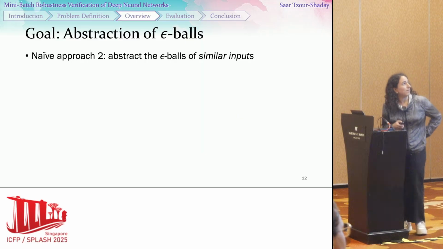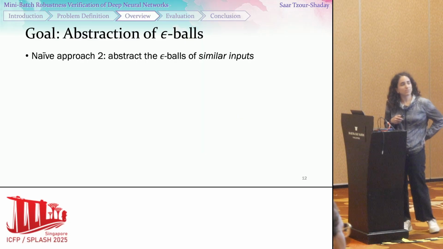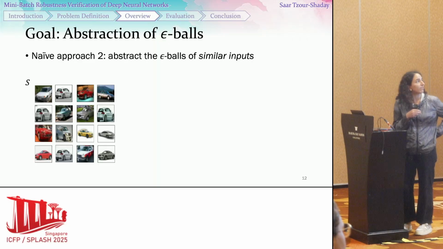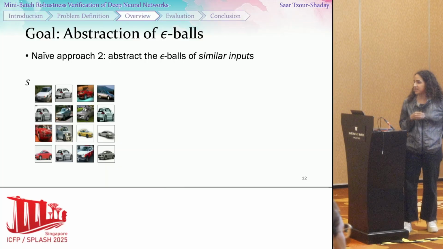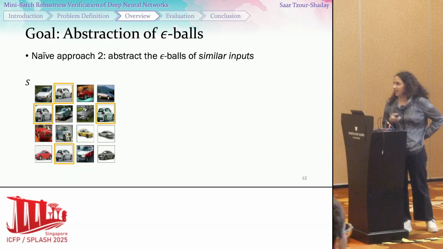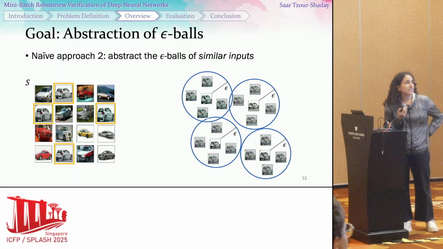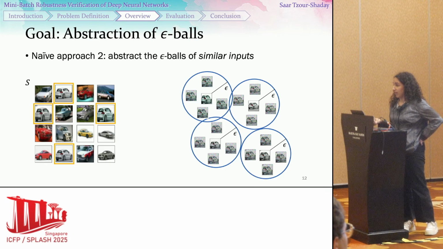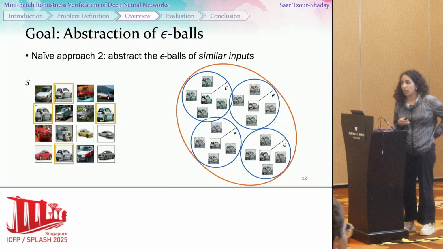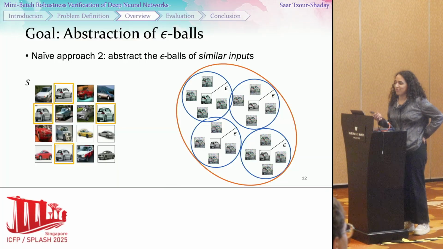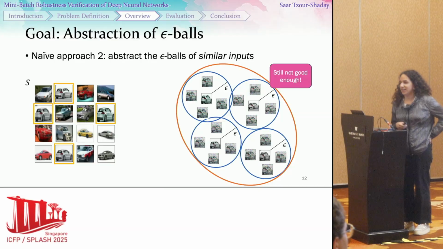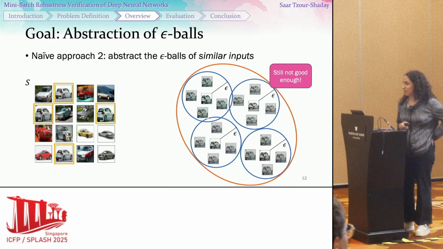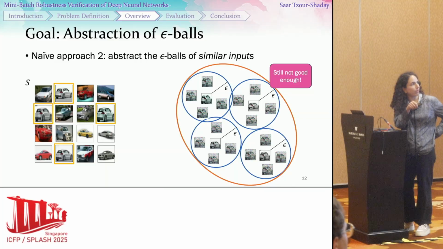So a more promising idea is to abstract the epsilon balls of similar inputs. For example, in this subset of cars in the CIFAR-10 dataset, I've noticed 4 images that highly resemble each other. Naturally, their epsilon balls are close and may even overlap, making their convex hull much more precise. However, when we tried this approach, we still noticed many spurious counterexamples, along with a very long overhead because of this neighborhood growth.